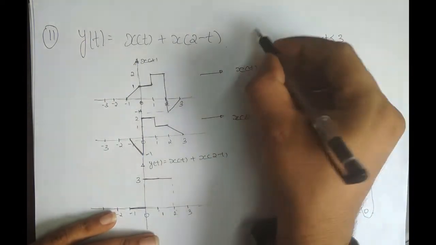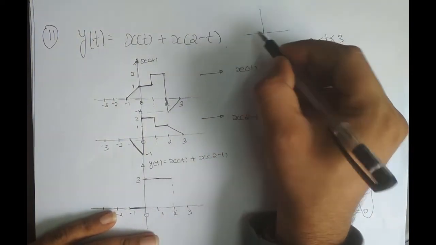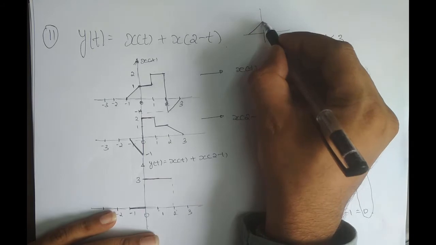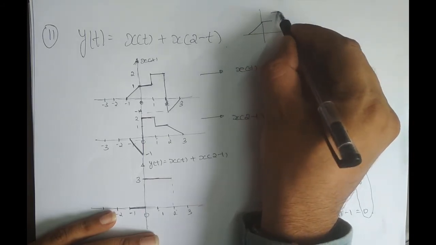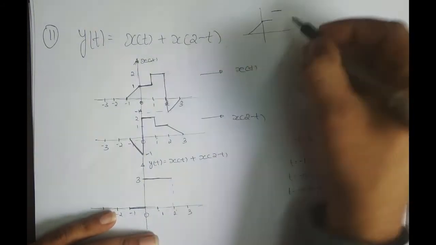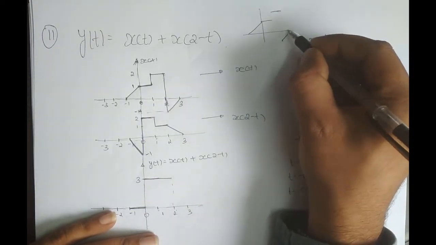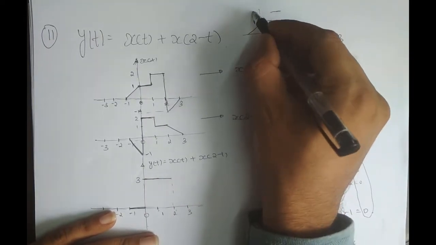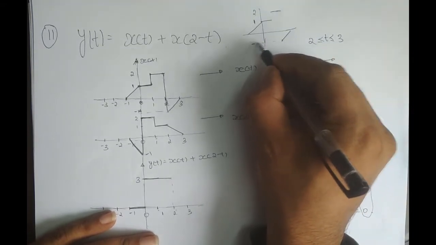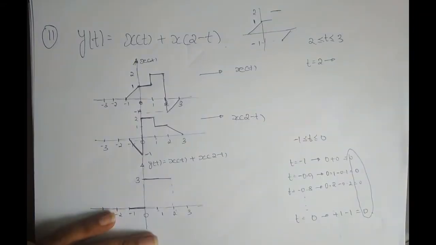Basically, how does this signal look like? It goes like this, and there is no continuity. So here this line is not there actually, and again this line is not there. It just goes like this. Okay. So this is 1, this is 2, and this value is minus 1. This is how the signal looks like.